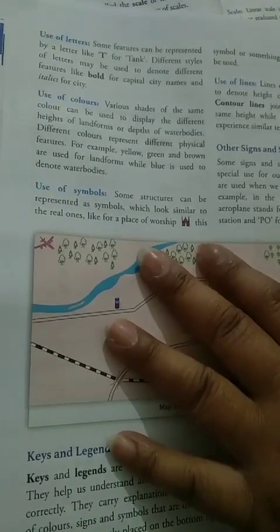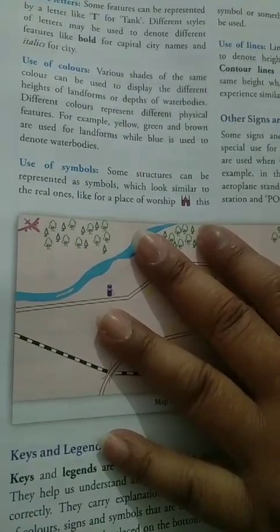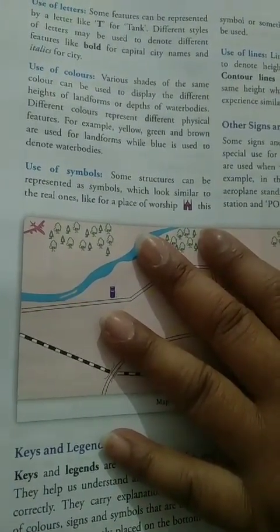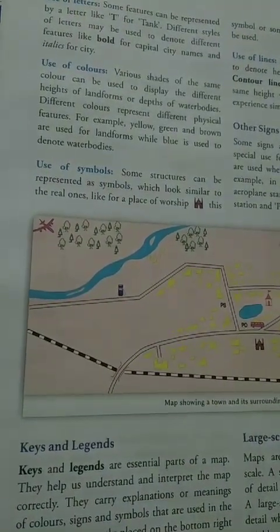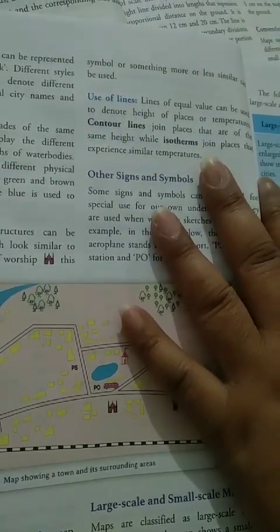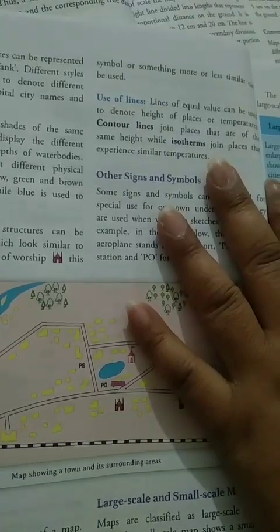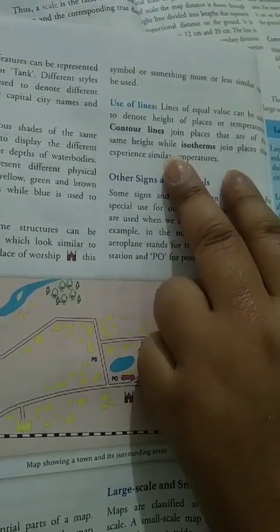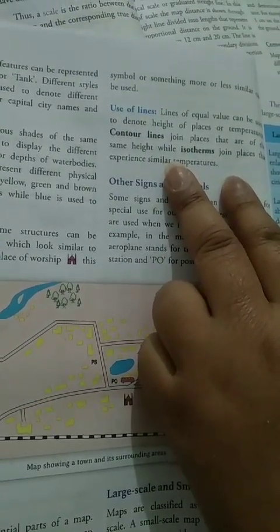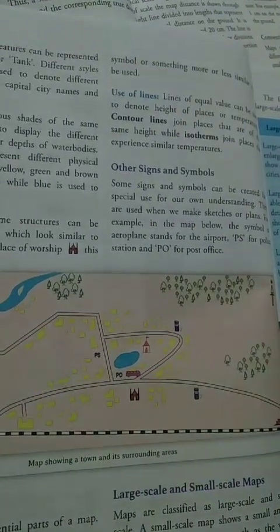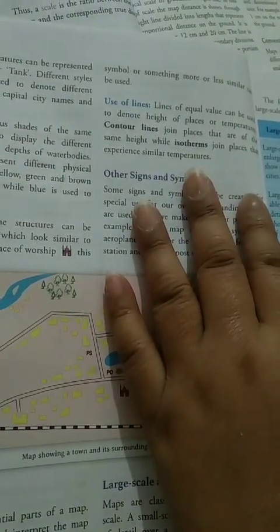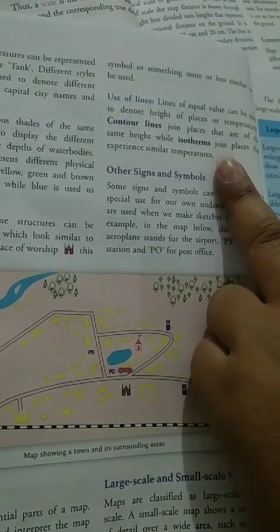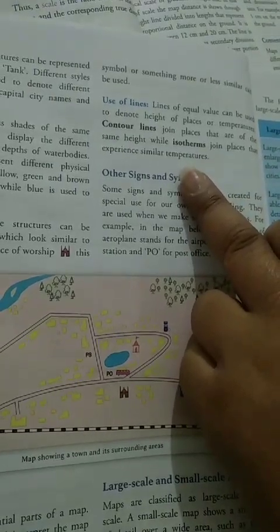Now the next is the use of symbols. Some of the structures or features can be shown with the help of symbols. For example, if we want to show a place of worship on a map, it can be shown with the help of a small picture of a mosque. Next is the use of lines. Lines of equal values can be shown in order to show the height and the temperatures of a place. For example, we have contour lines, which join the places having the same height. In the same way, we have isotherms, which join the places having similar temperatures.